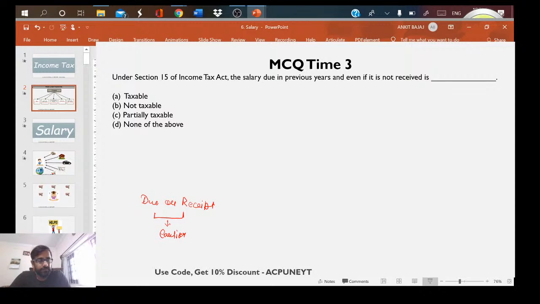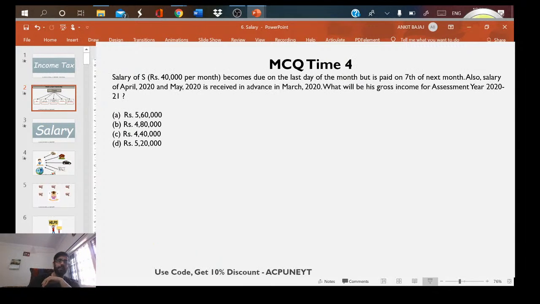So here salary will be taxable on due basis. Hopefully this concept is clear to everyone. So it will be taxable in previous year. Okay. Sir, do we have any question for advanced salary? Yes, we are having one great MCQ for advanced salary.